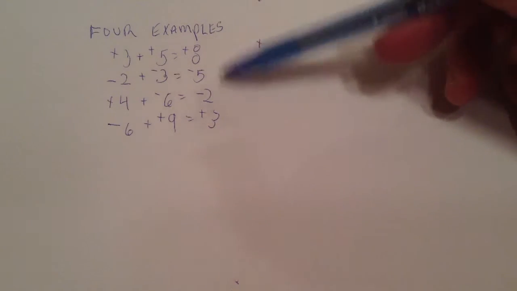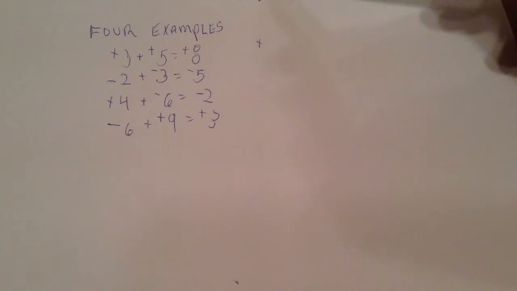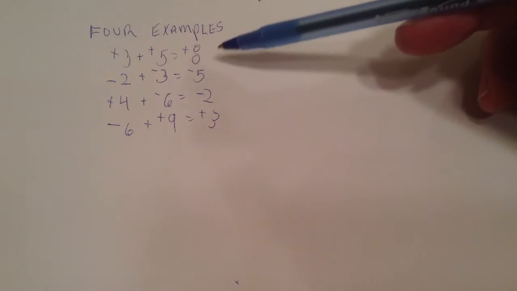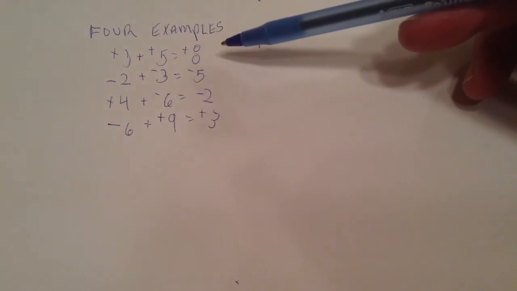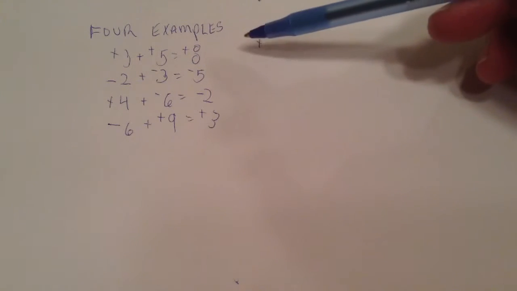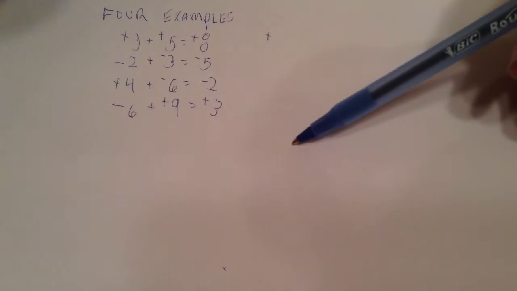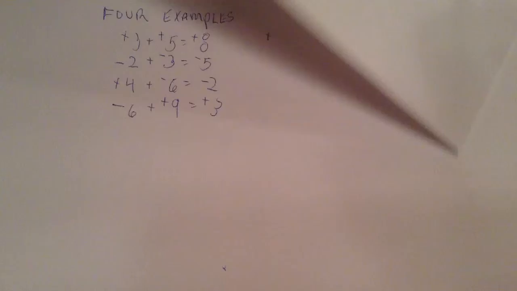Here we have our 4 examples. Now we're going to see if we can't come up with some universal rules, or the rules that we use to add integers. Because adding integers on the number line is good when your integers are small, but it's not very practical when you have to add larger integers.